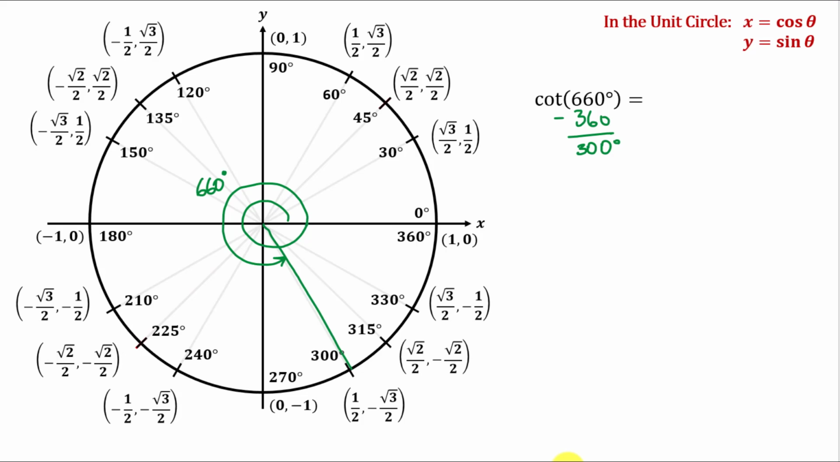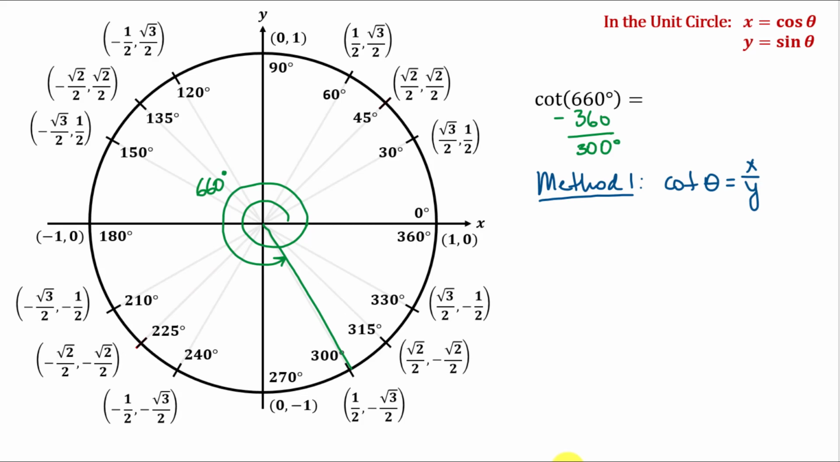As with the previous example, I'm going to show you two different methods of getting the answer. For the first method, we use the definition of the given function. Remember that cotangent of an angle is defined as x over y. Well, it's the reciprocal of tangent, which is y over x. Now, what are those x and y?